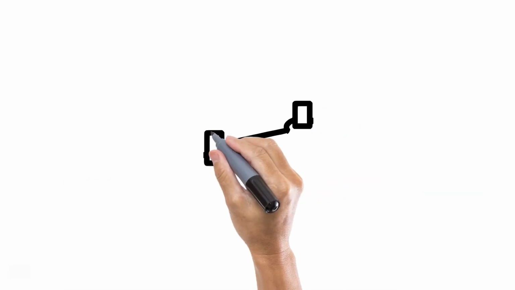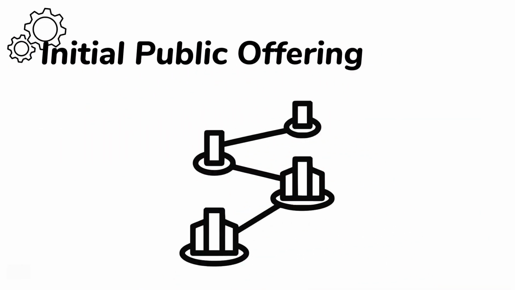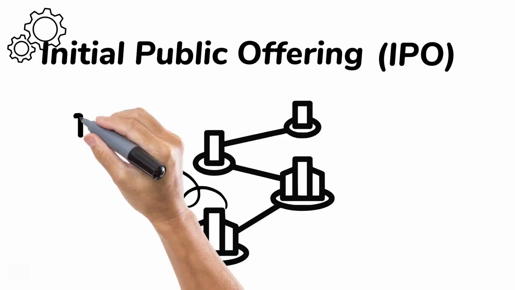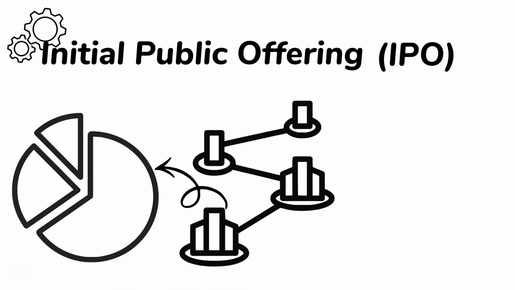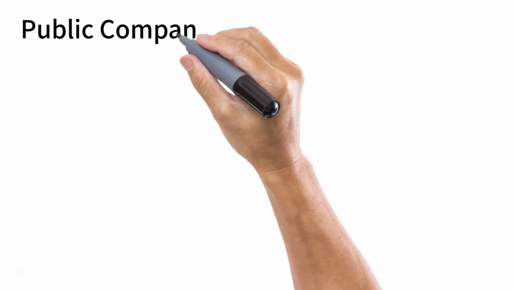Now, sometimes a private company wants to expand. To do this, it goes through a process called an initial public offering, or IPO. During an IPO, the company sells shares to the public for the first time, officially becoming a public company. So now you know what makes a company public.